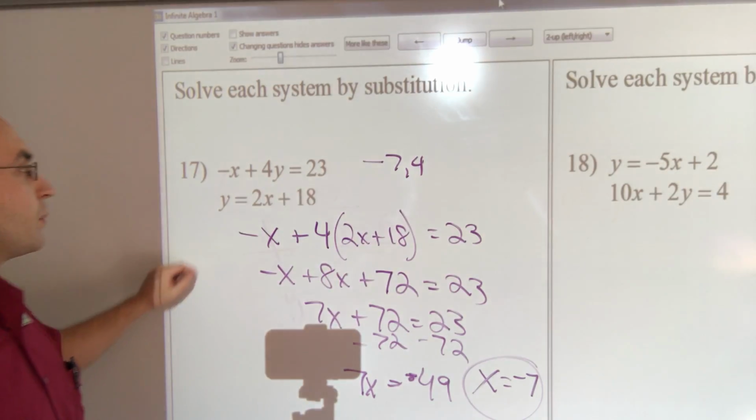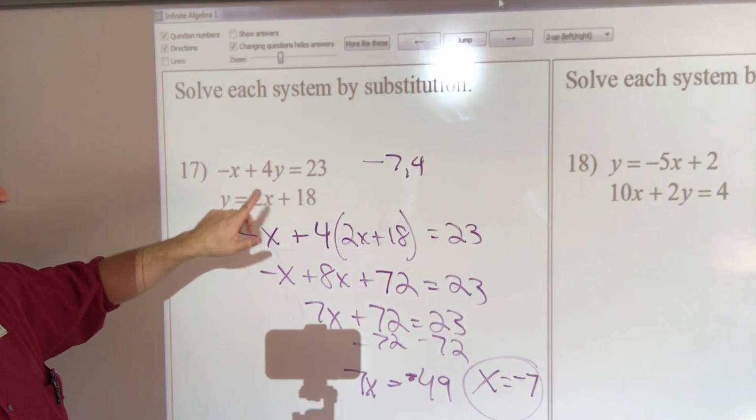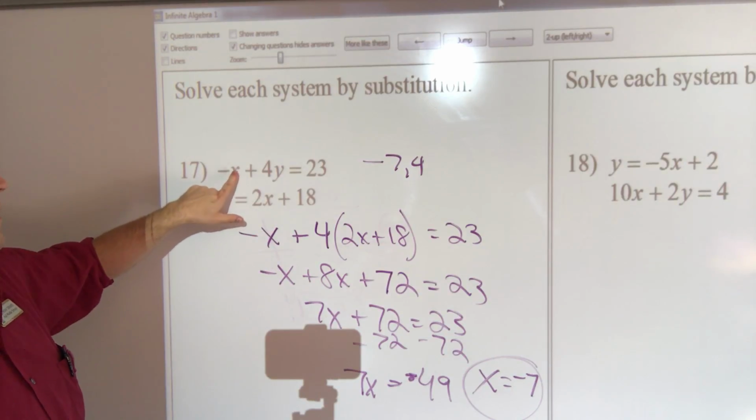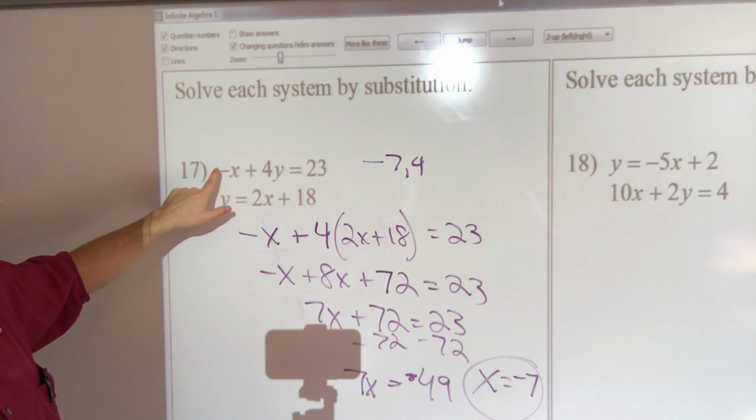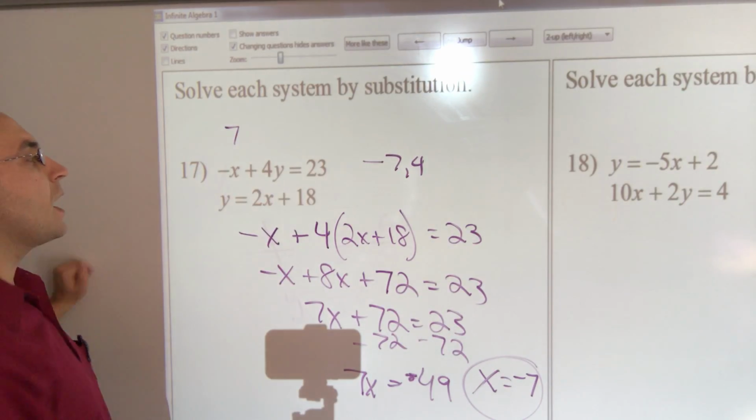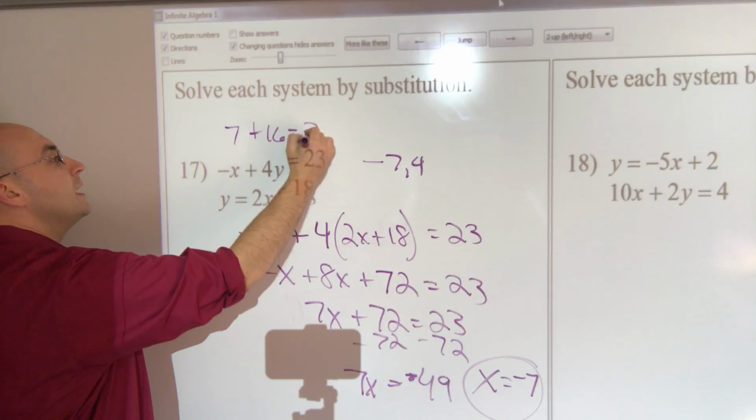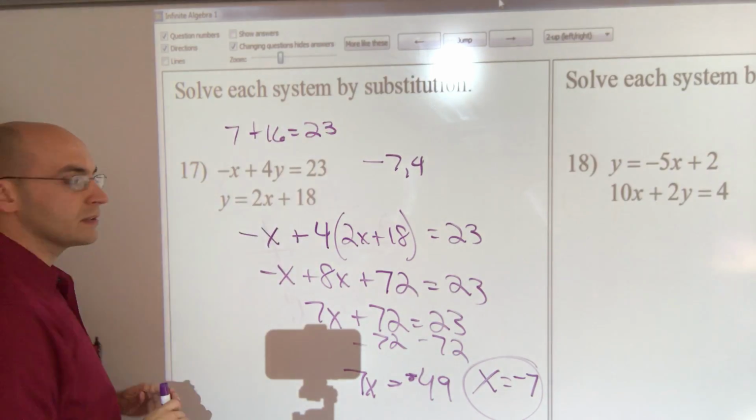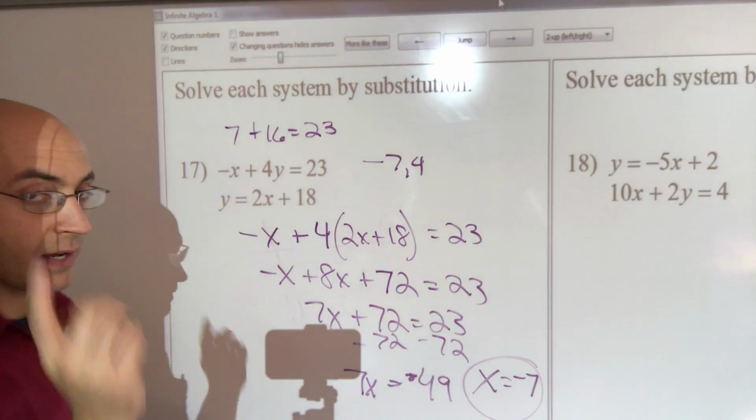Now let's prove it. I'll put it into the other equation and it better work out. If I put negative 7 here for x, a negative 7 is simply 7. And then if I put 4 in here for y, I'm going to get 16, and 7 plus 16 is certainly 23. So I know that I've got the right answer for that.